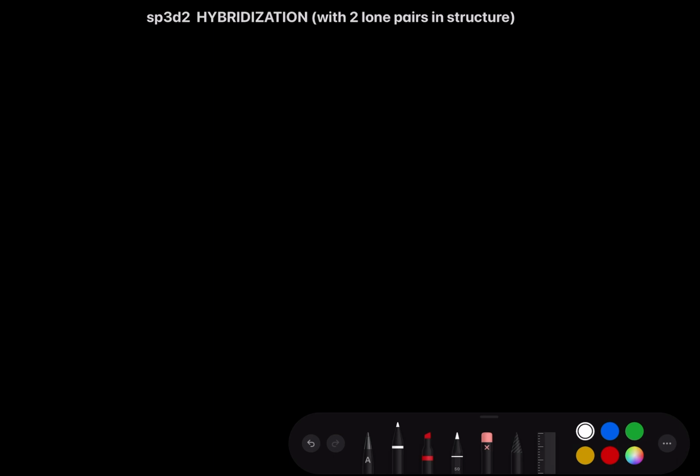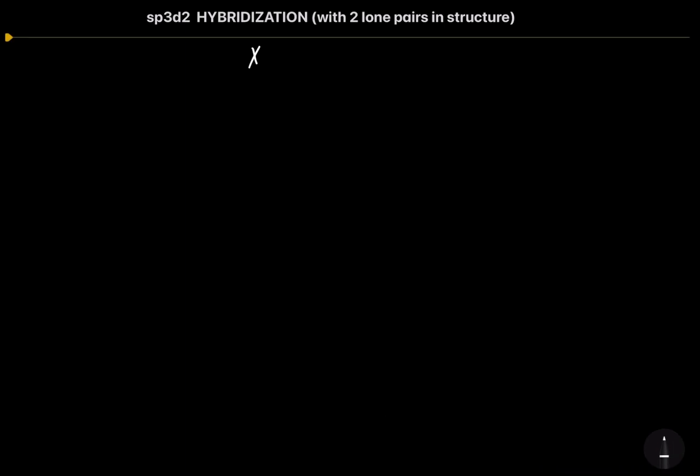My dear students, today's topic for the lecture is sp3d2 hybridization with two lone pairs in the main structure. And for this concept, I'm taking the example of xenon tetrafluoride. So our today's example is xenon tetrafluoride, that's XeF4.